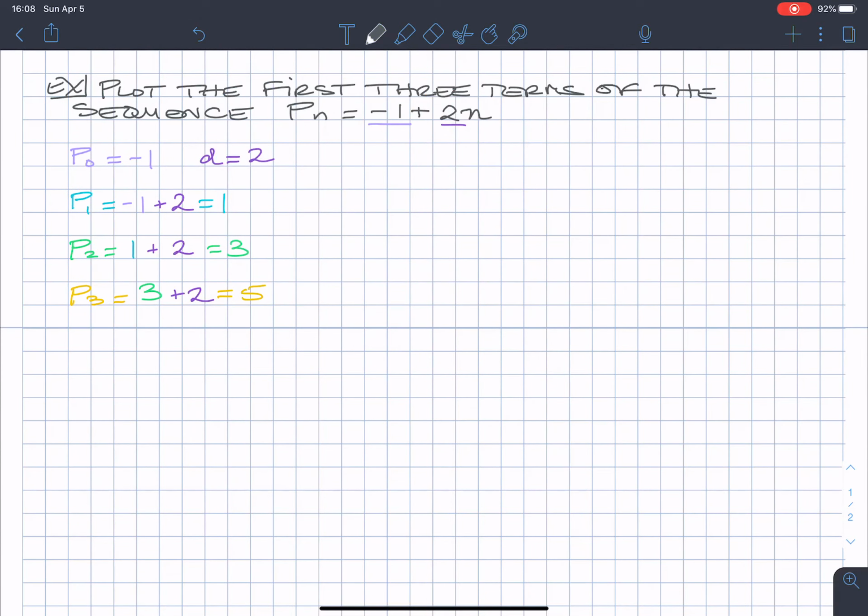So x and y, or n versus p sub n. Okay, so let's say that this is the values of n I plug in. And these are the values of p sub n. So 1, 2, 3. 1, 2, 3, 4, 5. Oh, actually, counting not my strong suit. 1, 2, 3, 4, 5.